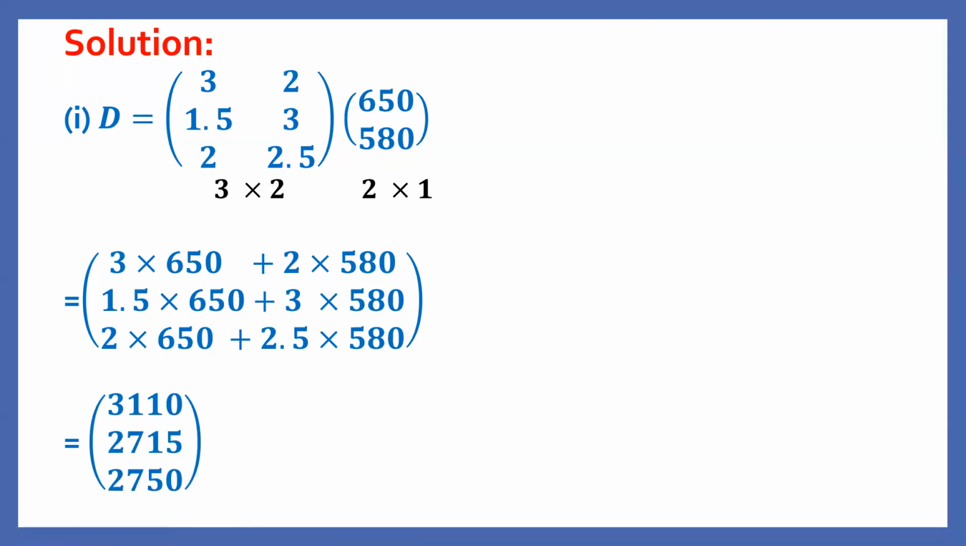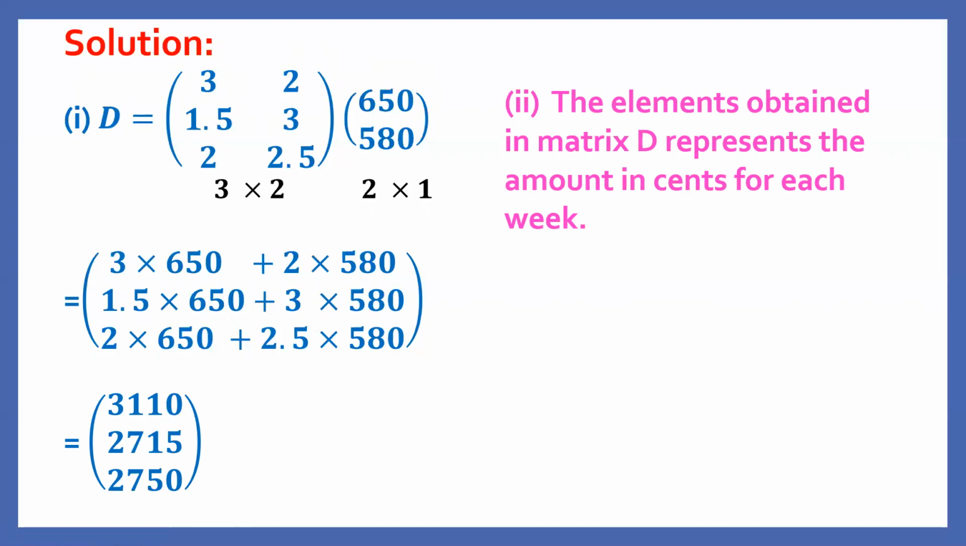Simplifying, I will get first element 3,110, 2,715, 2,750. This is for the matrix D. The second part now, I need to explain what the elements in matrix D represent.